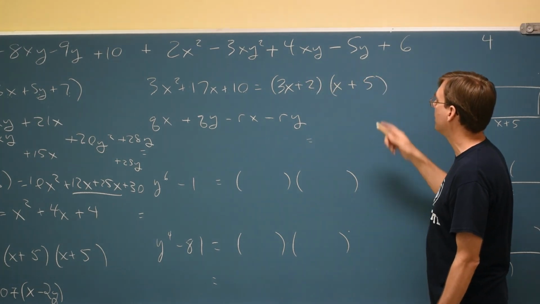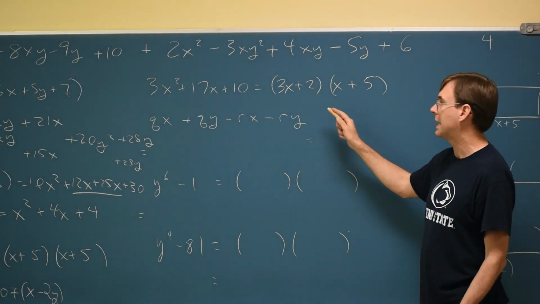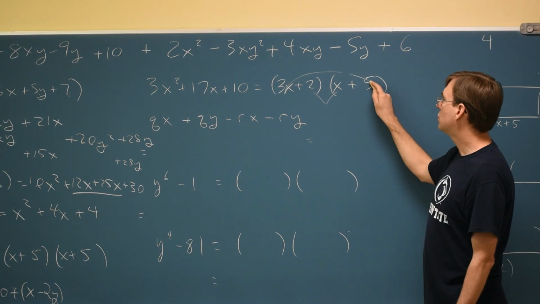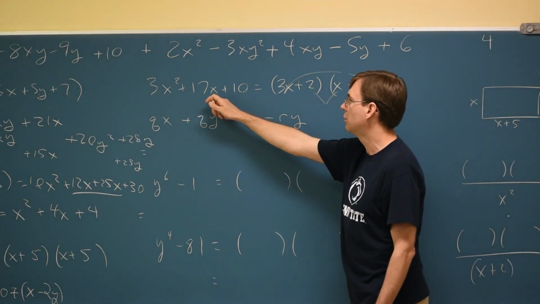2 and 5 in that order are the only pair that'll work because you have to FOIL to check that guess. These two make 2x, those two make 15x if you multiply, and 15 and 2 is the only way to make the 17.